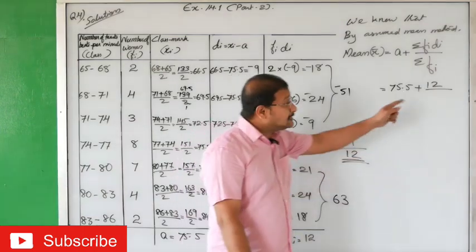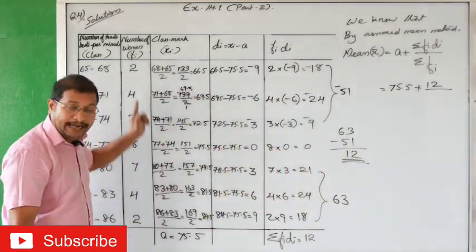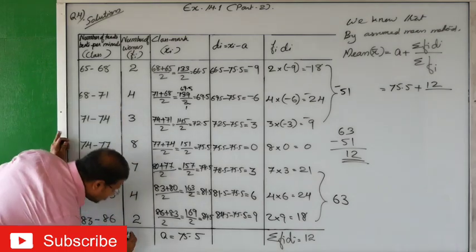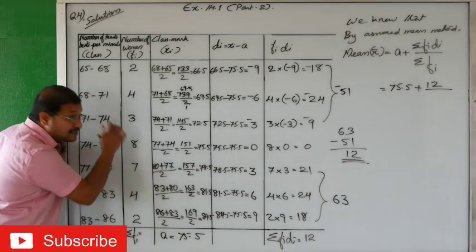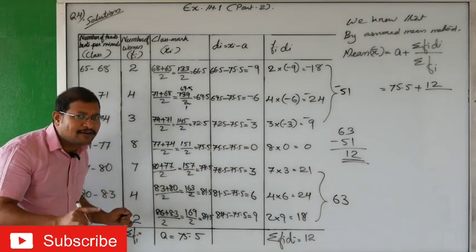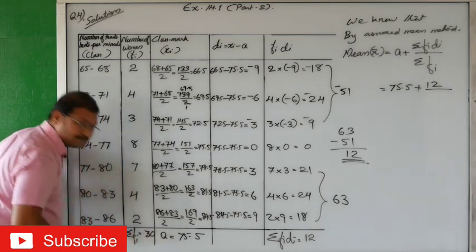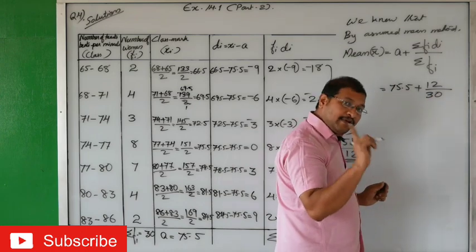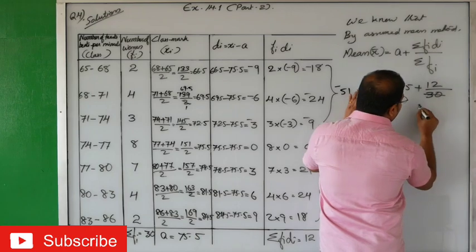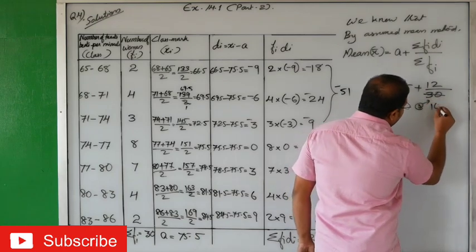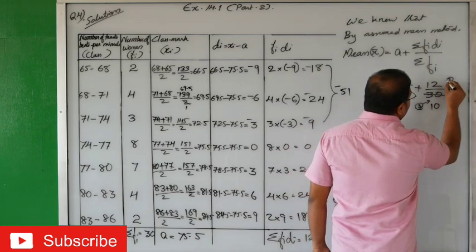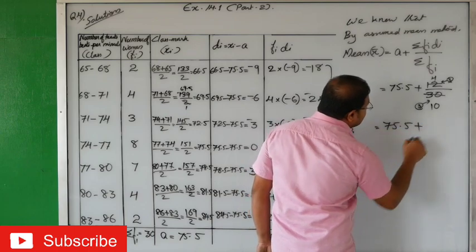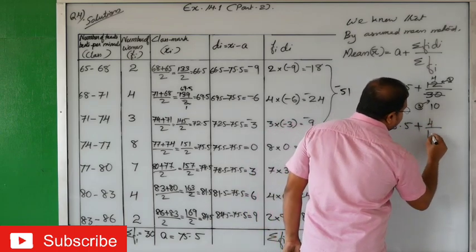So 12 divided by sigma fi. See here, yeah, we have to add it here, isn't it? So sigma fi means you need to add these frequencies, isn't it? So sigma fi equals, you please add it fast. Yes, what you got? 30. Ready? So here what you will write? Divided by 30. Now we will cancel by 3. 3 ones are 3 and this 0 will write here. Now by 3 will cancel. 3 4s are, isn't it? So we got it now 75.5 plus, yeah, 4 by 10.